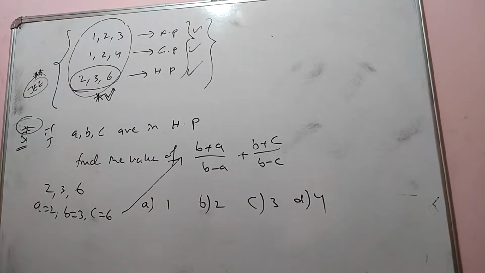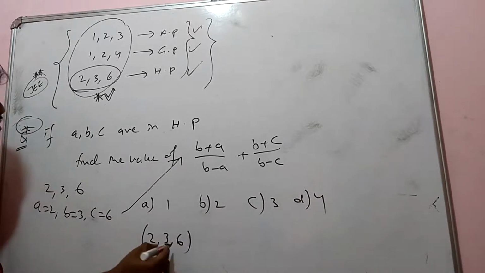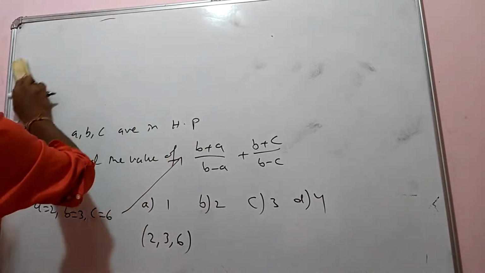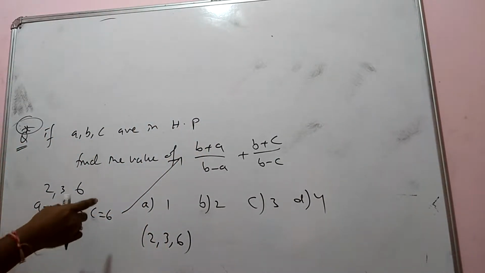What happens if A, B, C are in HP? I'll tell you. If A, B, C are in HP, whatever you want to solve such kind of questions, I'll write here the hint: 2, 3, 6. Just substitute and find the answer. If you do this problem the long way, it takes a lot of time to solve. Why does it take a lot of time? That you have to know.